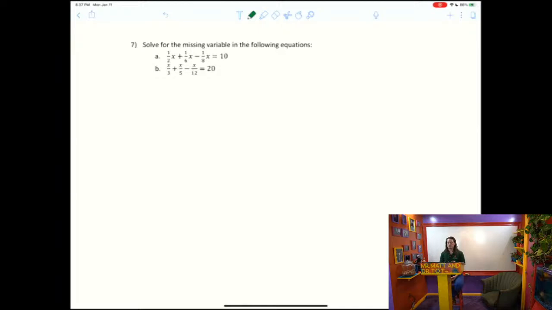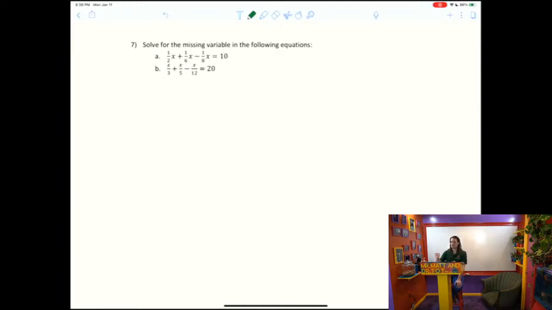I'd like you to solve for the missing variable in the following equations. A hint: instead of going through all of the fraction operations, you can multiply by a multiple of all the denominators. That will eliminate the fractions and make the problem a lot easier to solve.